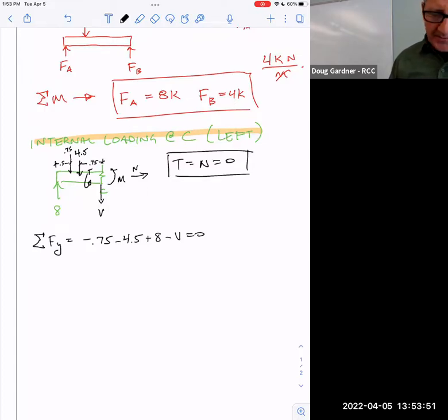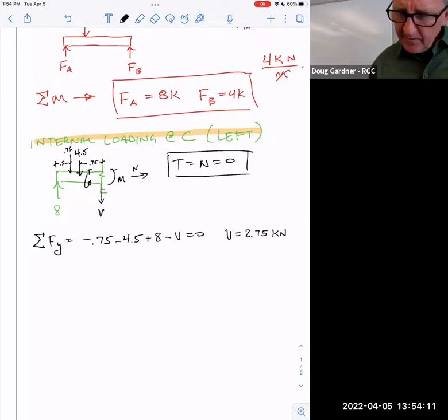And if you do that, and you also remember, I'm being lazy, what are the units of these? Kilonewtons. They're not just newtons. You end up with V equals 2.75 kilonewtons, or 2,750 newtons.